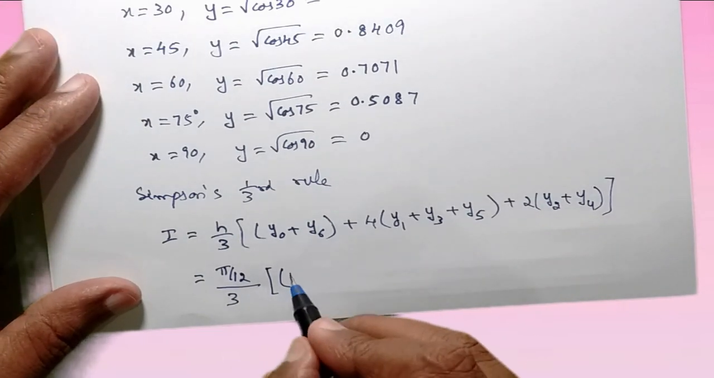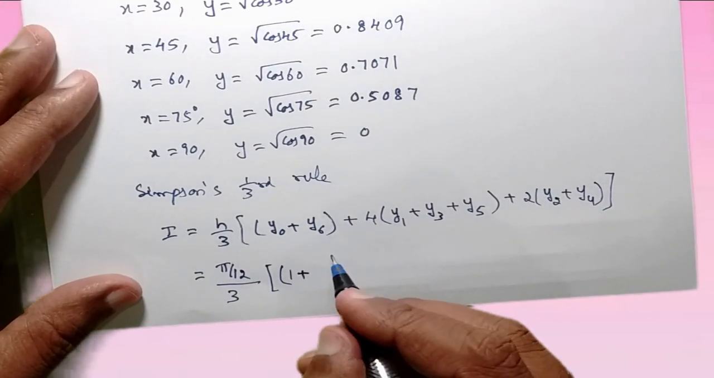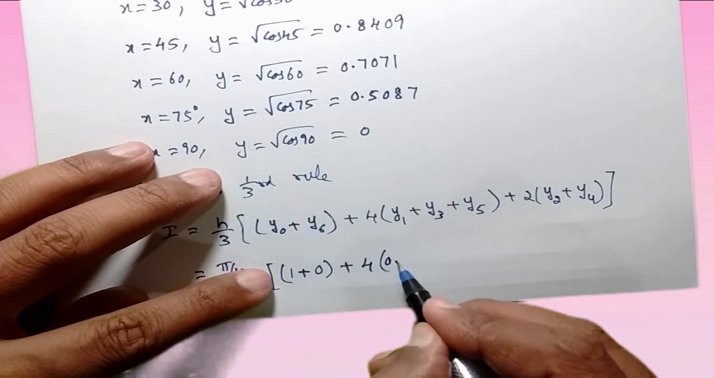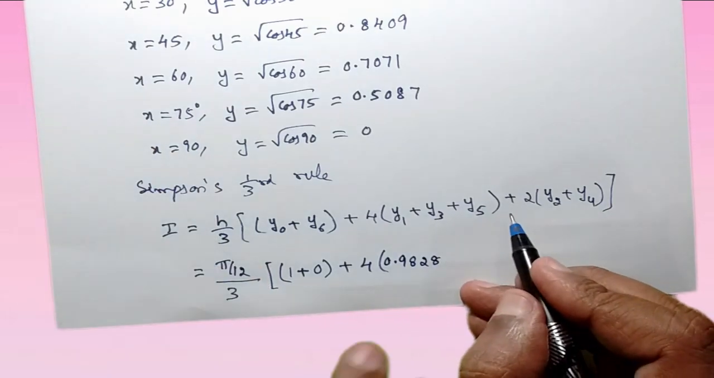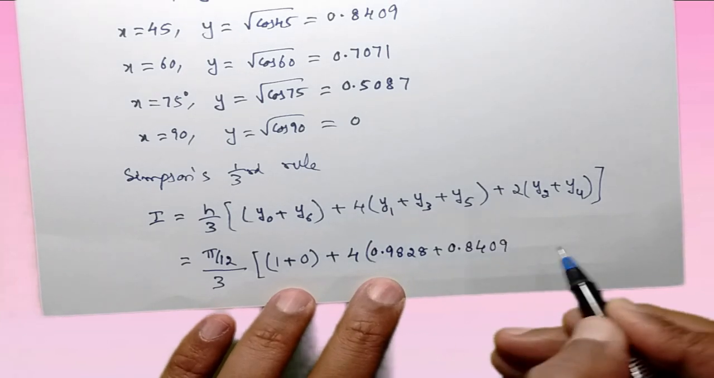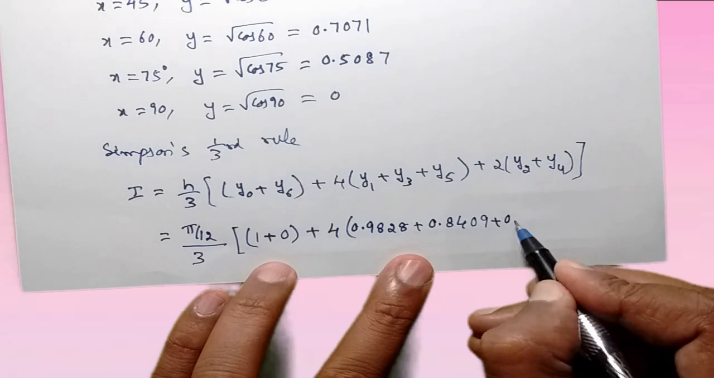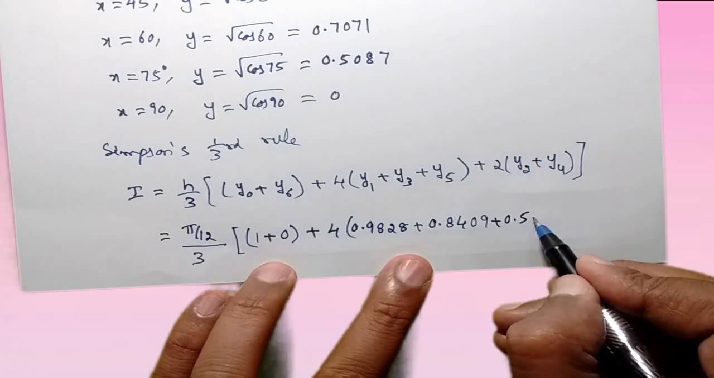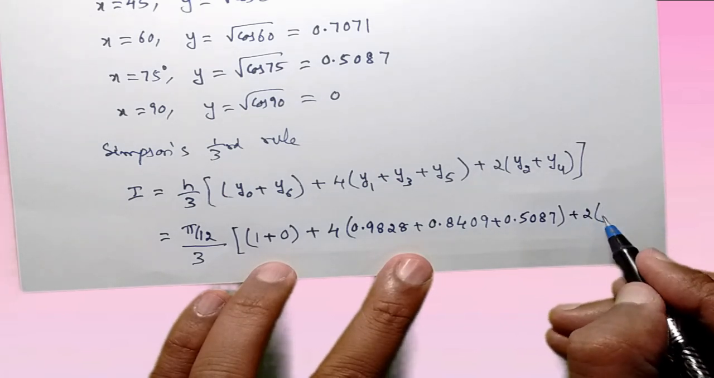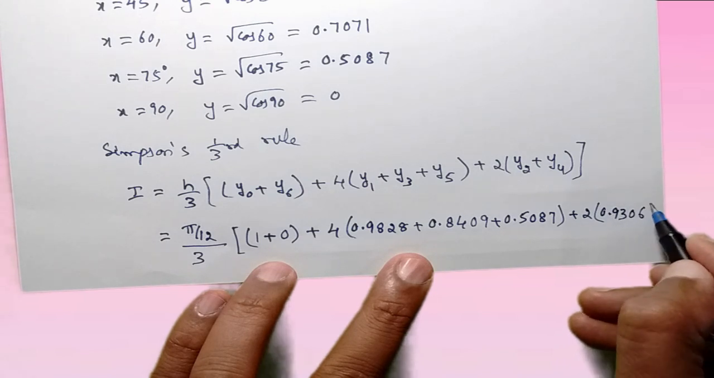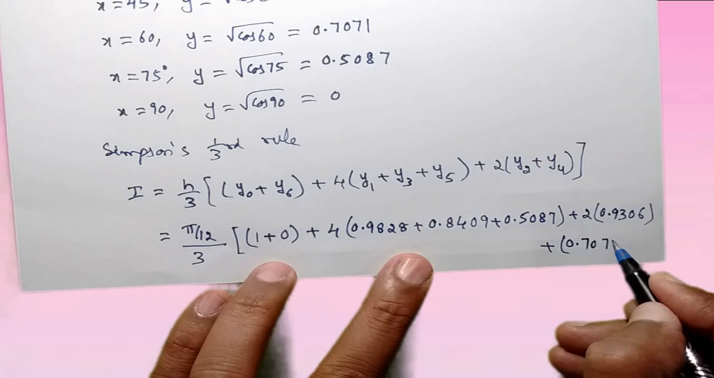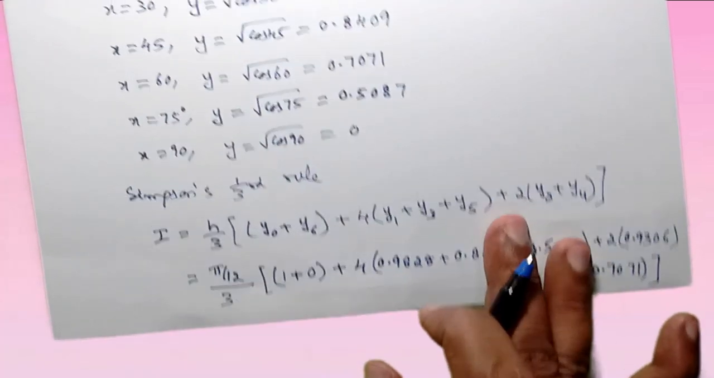y0 value is 1 plus y6 value is 0, plus 4 times y1 value, which is 0.9828, plus y3 value, which is 0.8409, plus y5 value, which is 0.5087, plus 2 times y2 value, which is 0.9306, plus y4 value, which is 0.7071. You just use the calculator over here.